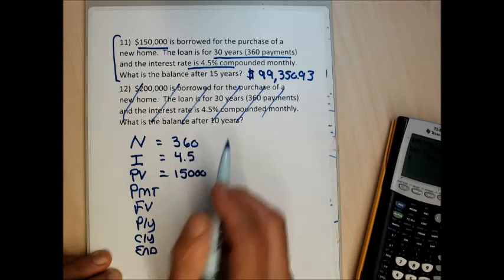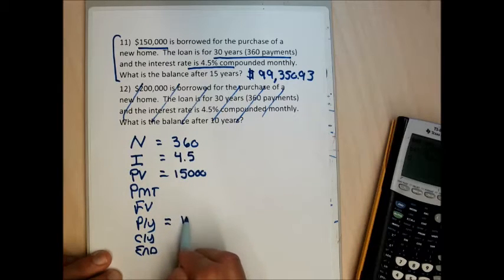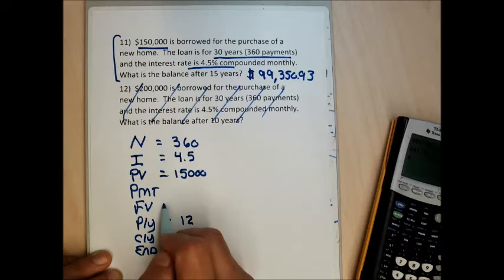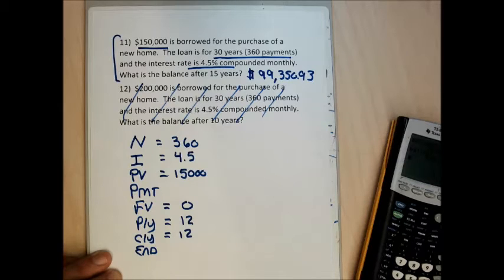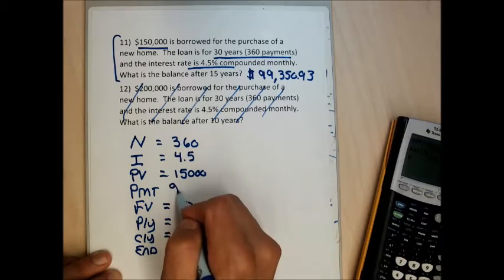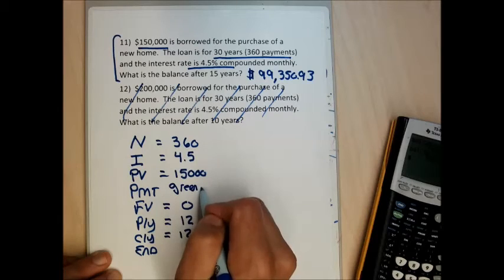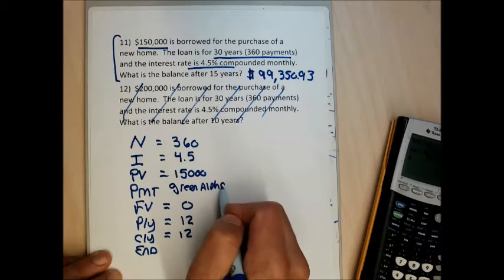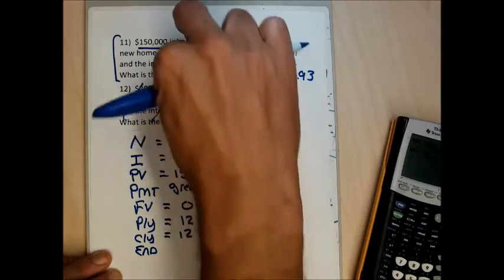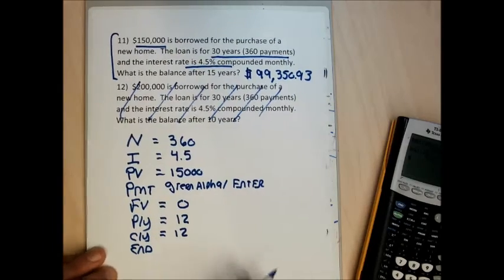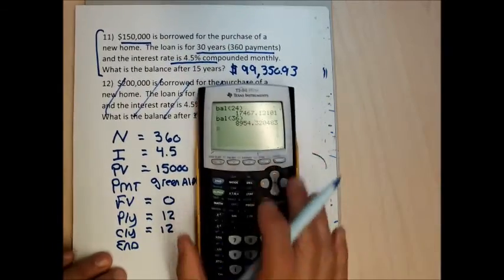And now I'm assuming that I'm making monthly payments. So I'm going to leave the PY and the CY to be 12. I'm assuming I want the balance to be 0 in the future when it's paid off. And then I'm going to hit my green alpha, followed by enter. And that will get the calculator ready to answer the question that's being asked. I have to get the whole loan into my calculator first.